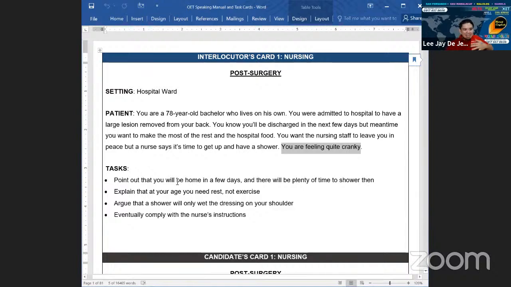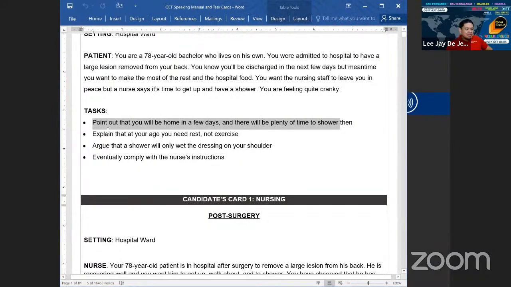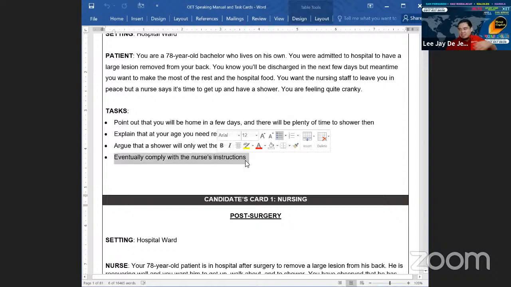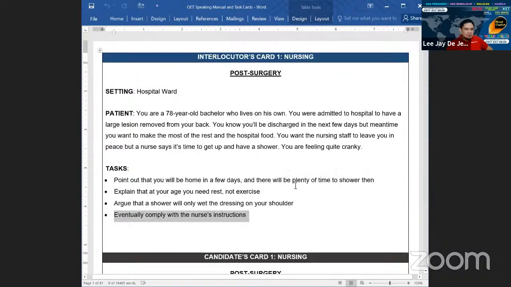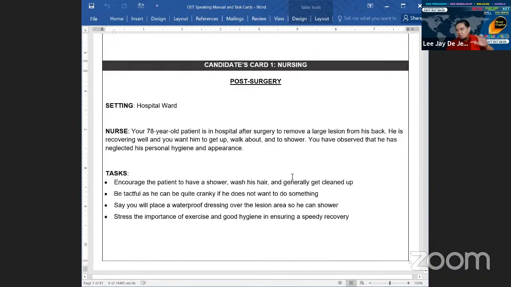Anyway, what are my tasks as your interviewer? Point out that you'll be home in a few days and there will be plenty of time to shower then. Explain that at your age, you need rest, not exercise. So ayaw mo mag-exercise, gusto mo humiga na lang. Argue that a shower will only wet the dressing on your shoulder and eventually comply with the nurse's instructions. So that's my card if I were doing the interview. I also have access to the candidate's card. Ito naman yung card ng nurse or ng doctor or ng veterinarian, whatever your profession, ng dentist, whatever your profession is.